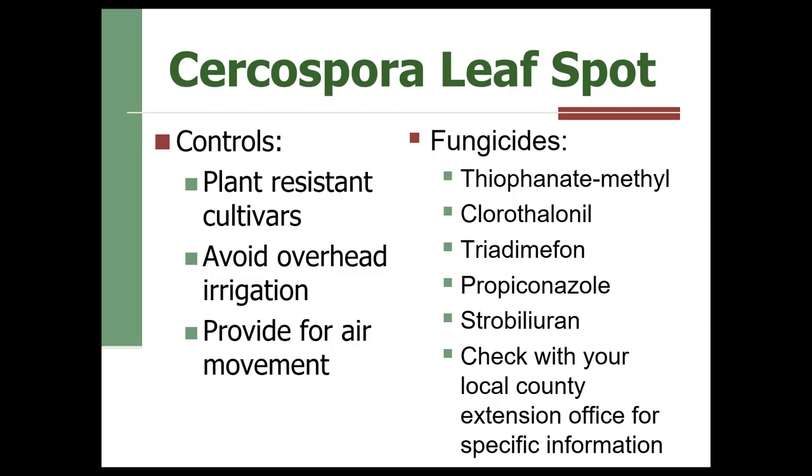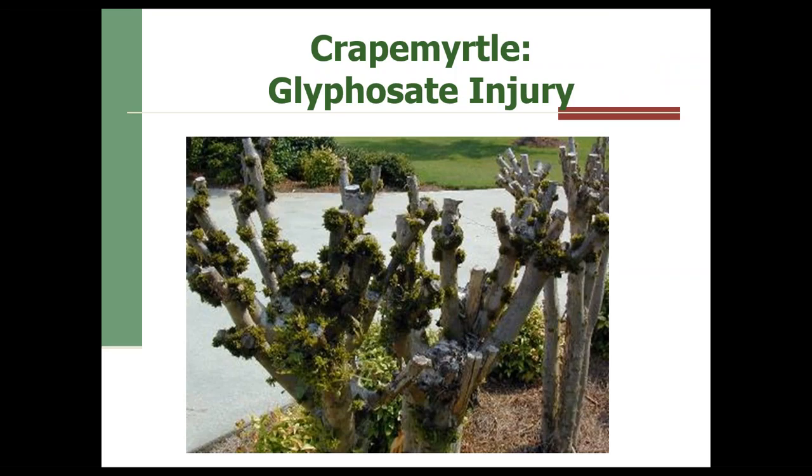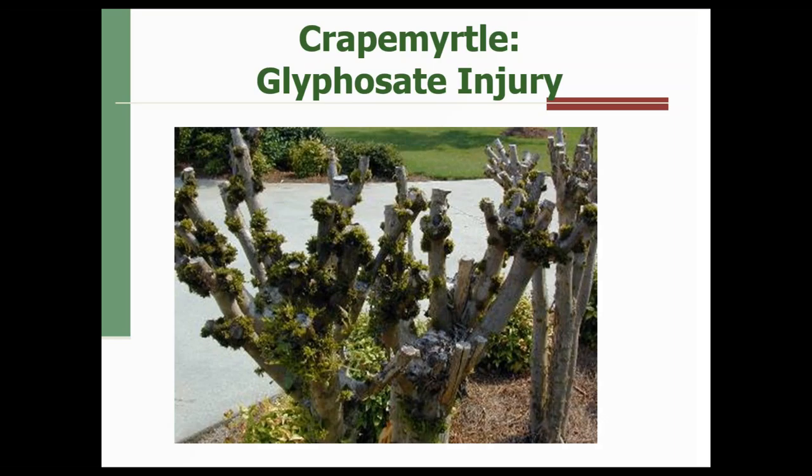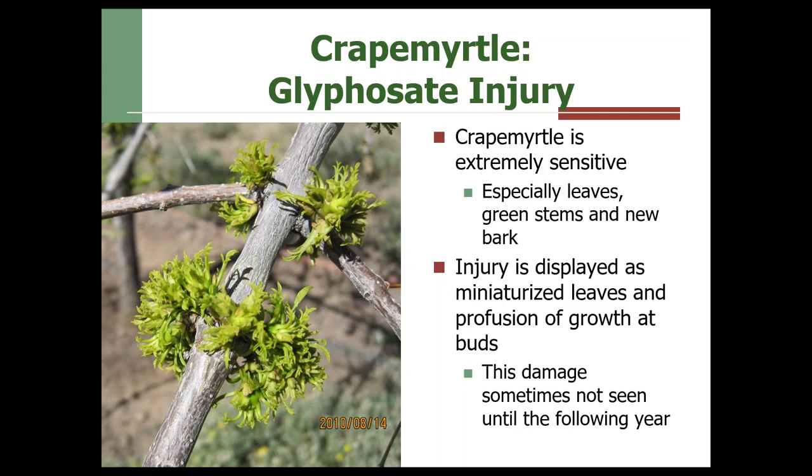Moving down the list, the next problem that I consider major is actually glyphosate injury. This is something that comes to my office way too often for us to treat lightly or ignore. It just is a situation that crepe myrtle is extremely sensitive to glyphosate, more so than many other plants. And the leaves are susceptible, but also one has to remember that on crepe myrtle, the bark is very, very thin, and so they can get absorbance of glyphosate through that thin bark. And oftentimes, many new stems are green, and again, anything that's green also absorbs glyphosate very effectively.